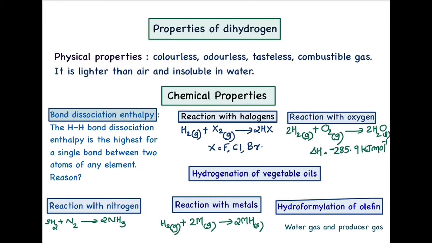Reaction with nitrogen to form ammonia, metals to form metal hydrides, halogens to form hydrogen halides, and oxygen to form water are a set of important reactions of hydrogen. Hydrogen is also used to hydrogenate unsaturated vegetable oil to saturated vegetable oil or fats. Hydroformylation of olefins, water gas, and producer gas are also important topics that come under this session.